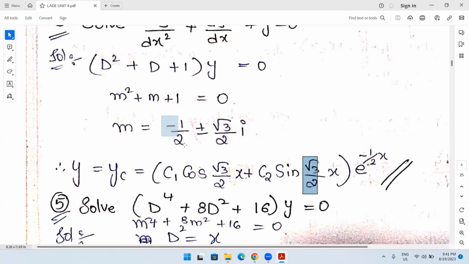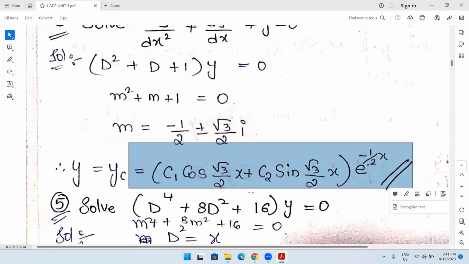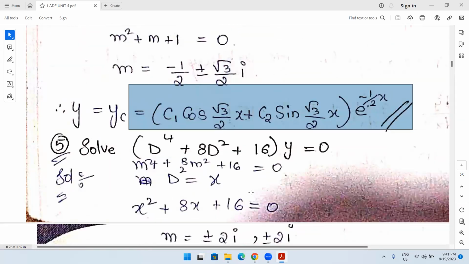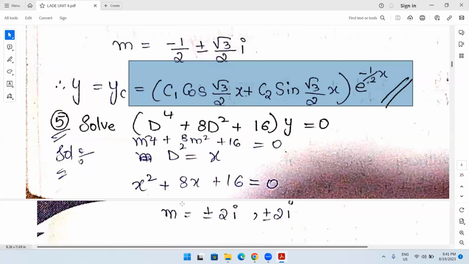If you get the complex roots, and e power the real part. What's the real part? Minus 1 by 2x. So we substitute only 3 things: 2 times b and 1 time a. A is minus 1 by 2, b is root 3 by 2. Like this we write the complementary function if the roots are complex conjugates.